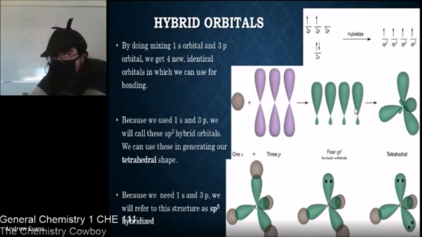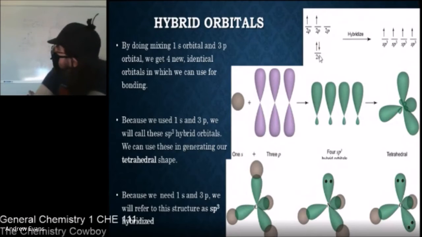This sp3 is going to be used in every tetrahedral shape. Every time we have the tetrahedral electron domain geometry, it's going to use sp3 orbitals. It doesn't matter if it's CH4, all bonds, NH3, three bonds and a lone pair, or H2O, two bonds and two lone pairs. All of these guys will be tetrahedral.